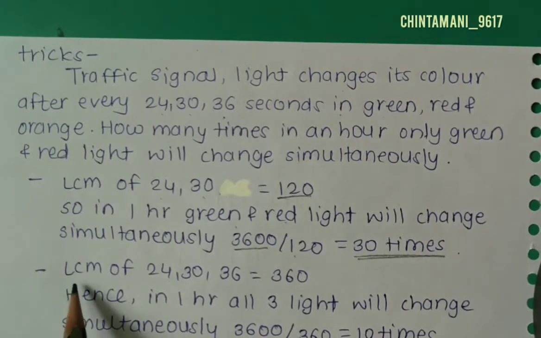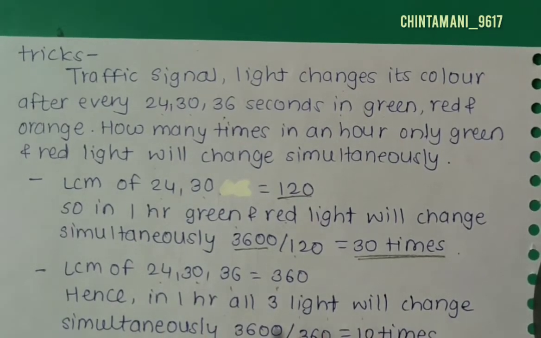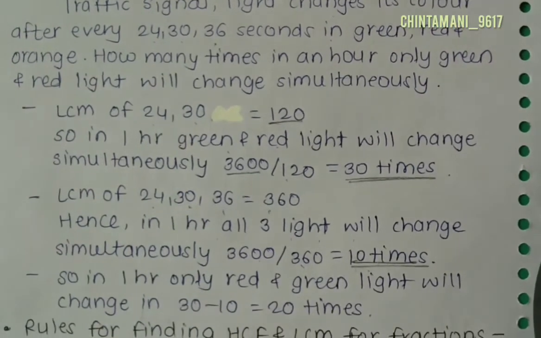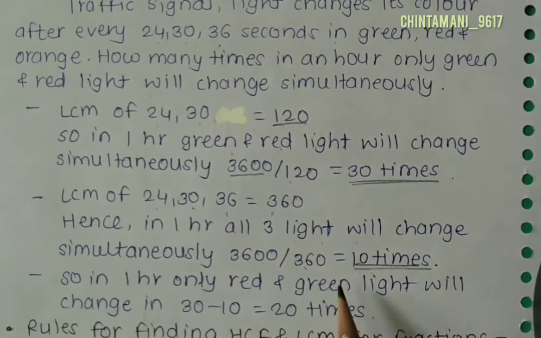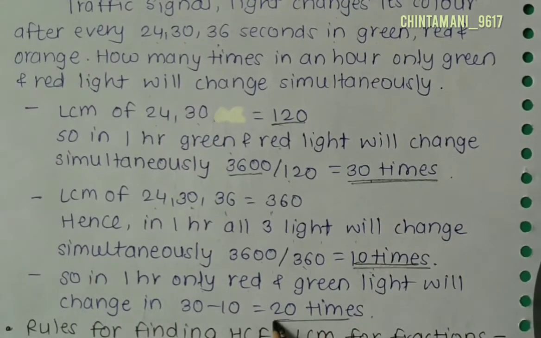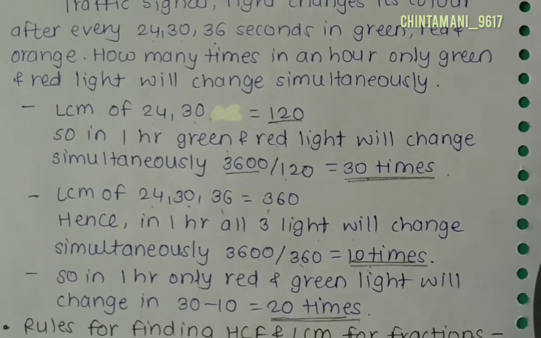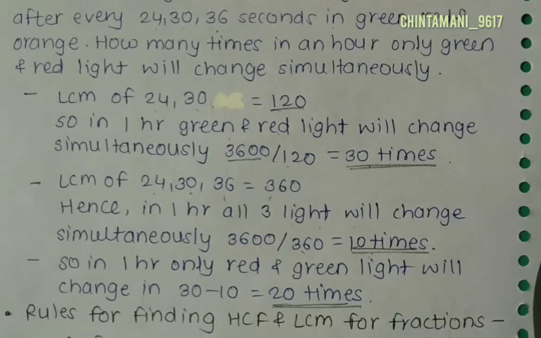Now, the LCM of 24, 30 and 36 is 360. Hence, in 1 hour, all three lights will change simultaneously 3600 divided by 360, that is 10 times. So in 1 hour, only red and green lights will change simultaneously 30 minus 10, that is 20 times. So it's the easiest way and the trick to remember to identify the traffic signal problems in HCF and LCM.